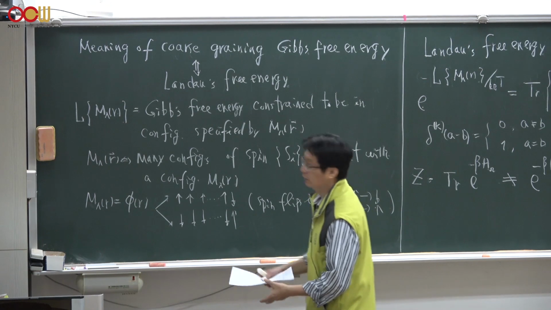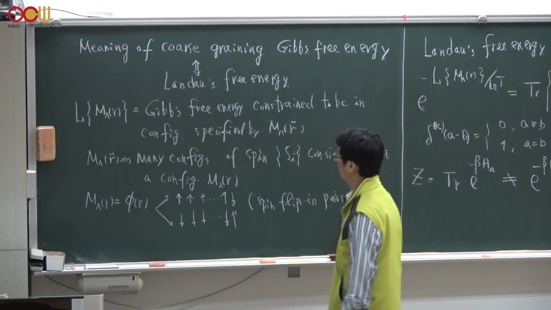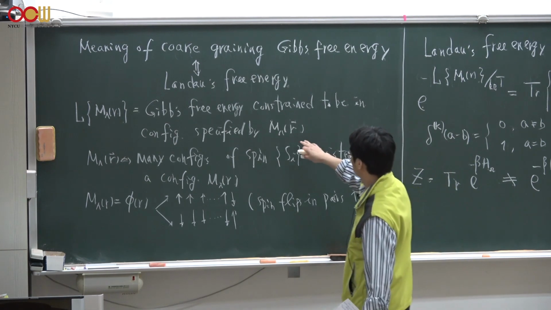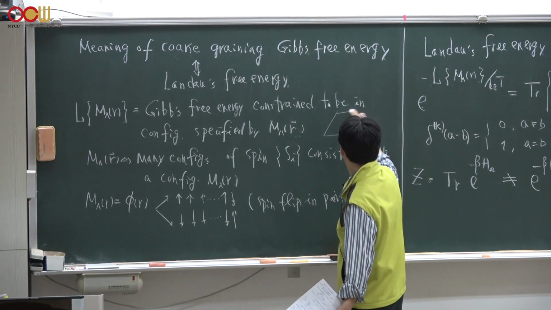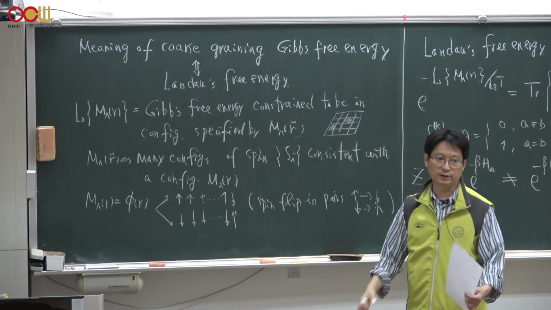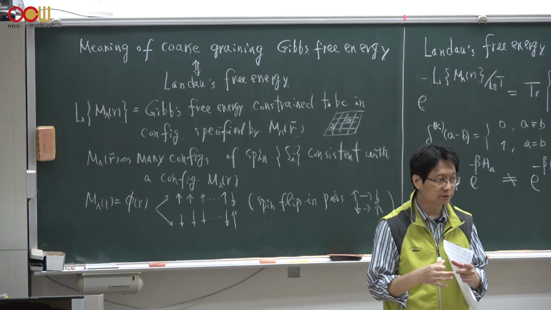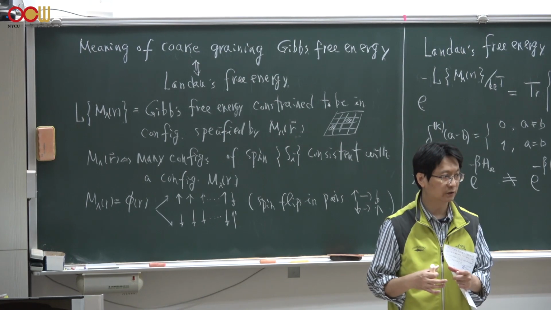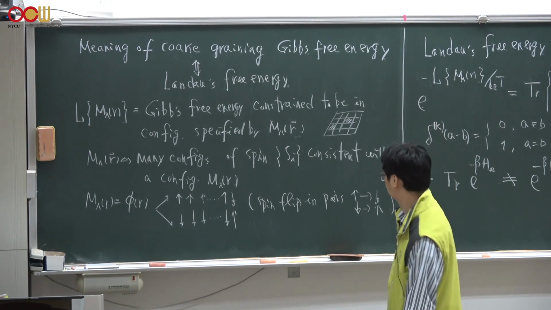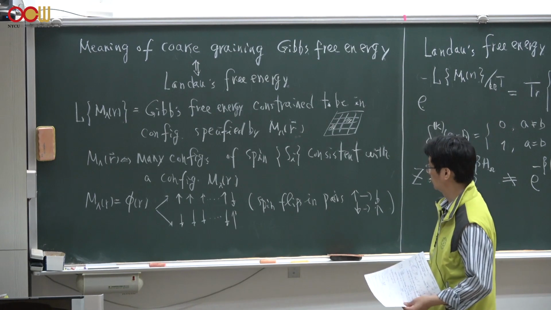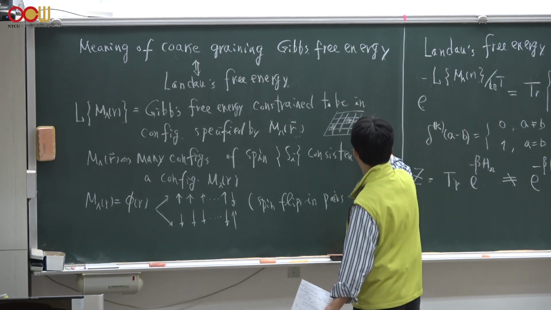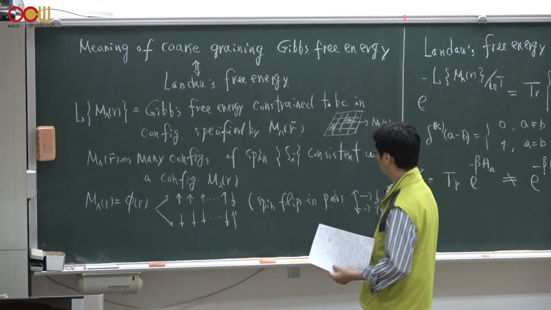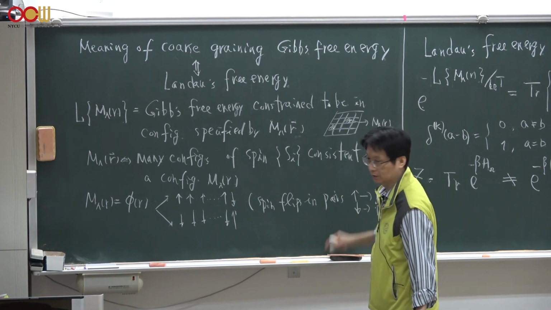In other words, we can define this Landau free energy, L, as the Gibbs free energy constrained to be in the configuration specified by this block spin magnetization. Remember the block spin. Okay, the block spin is a bunch of the spins inside a region which is larger than the lattice spacing a, but smaller than the coherence length, the correlation length. But there are many such M, and inside each of these block spins, there are also many different ways to actually get such a magnetization M within each block.